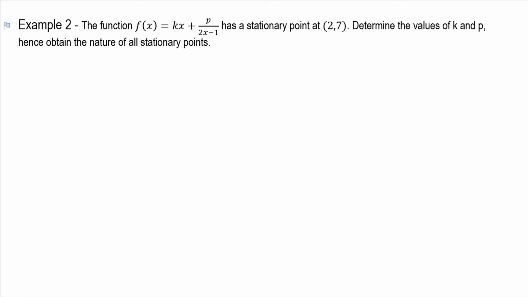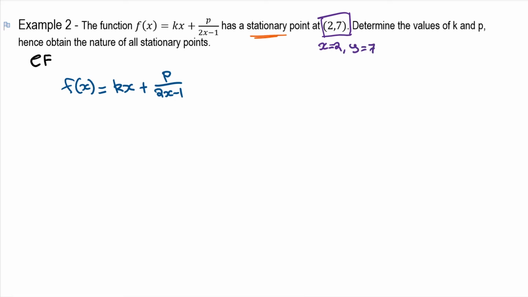All right, so there is quite a bit going on in this question. I'd probably say it is complex familiar, where we have got a function. And what we're being asked to do here is obtain the nature of all stationary points. And we've got a few unknown parameters, which are k and p, but we've been given a bit of information. We know that when x is equal to 2, the corresponding y value is equal to 7, and it actually turns out that that is a stationary point.